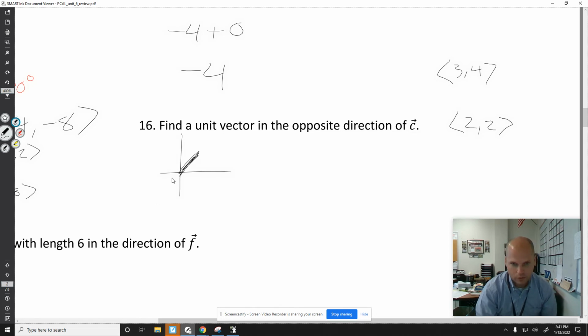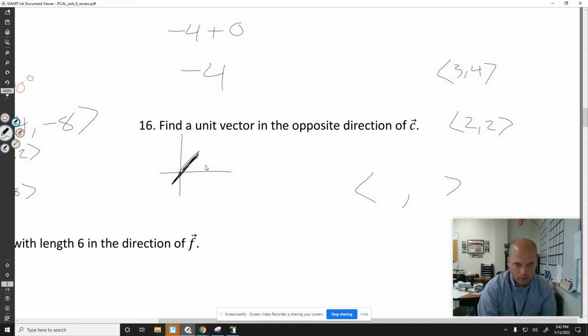Here's 2, 2. You want to go in the opposite direction? But it needs to be a length 1. It's not that easy, actually. Well, first thing to be in the opposite direction is both of our components need to be negative. That's good.